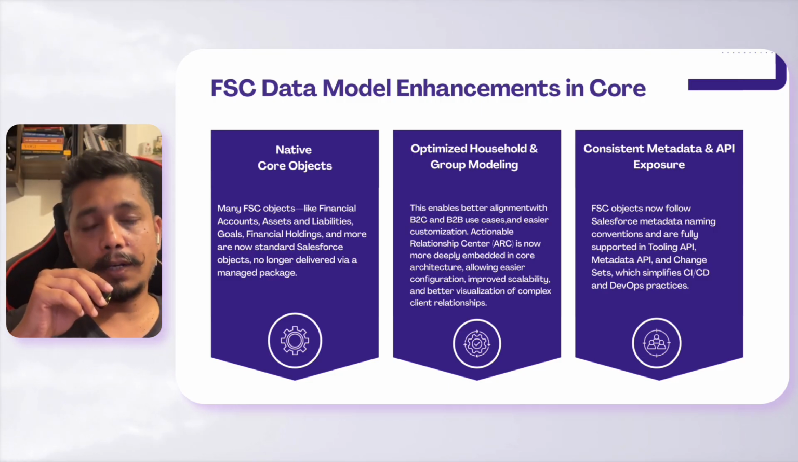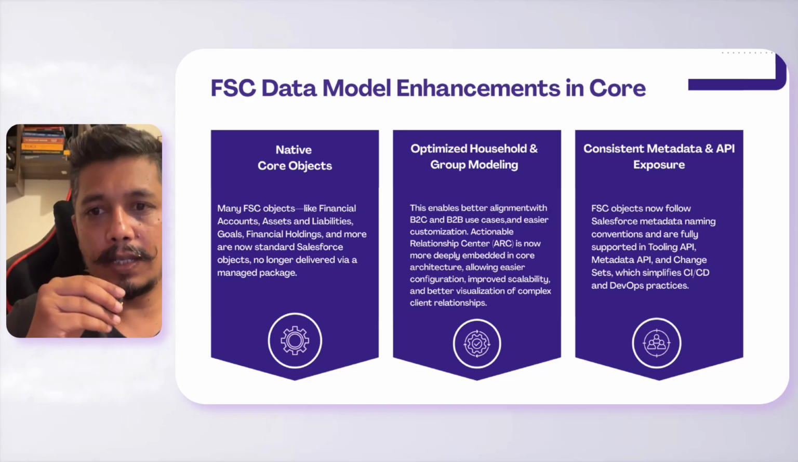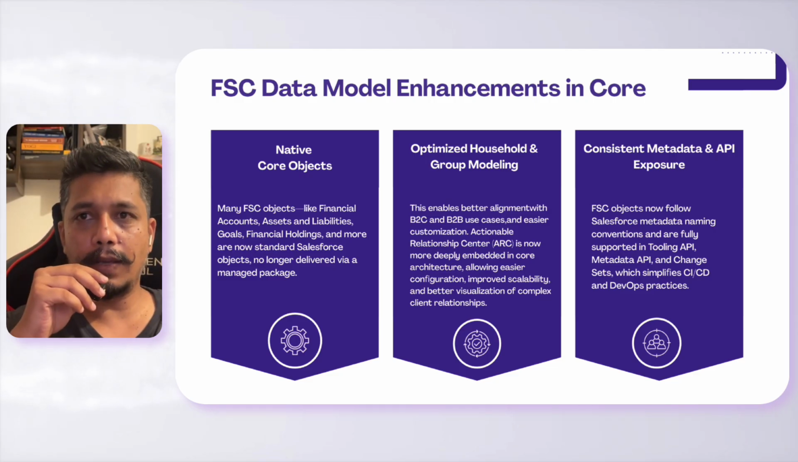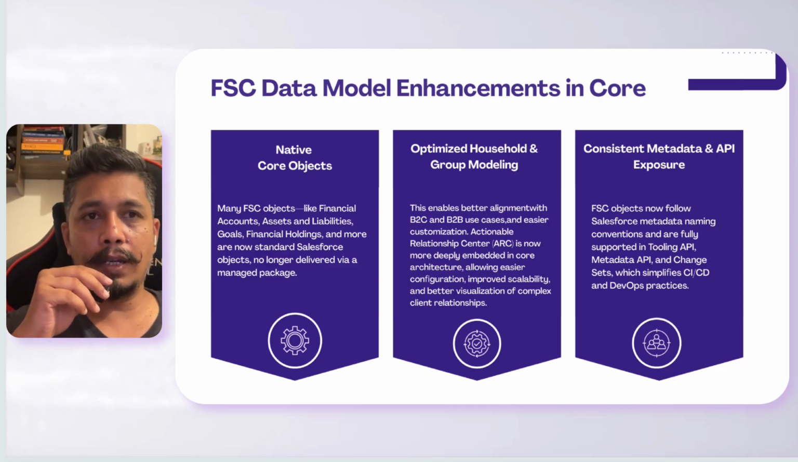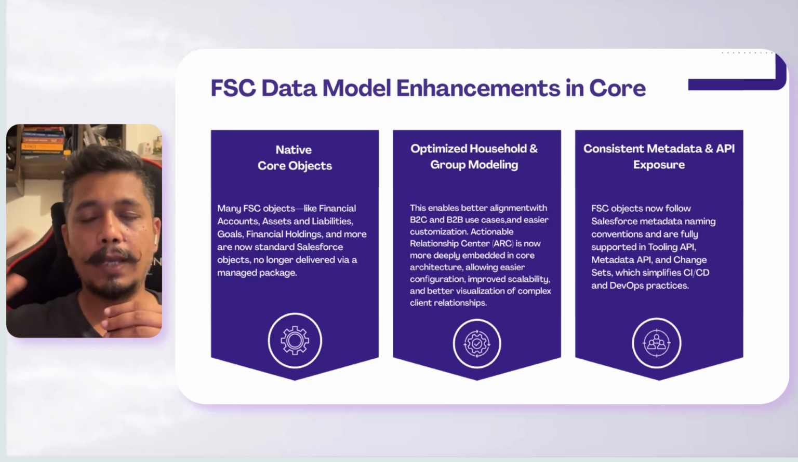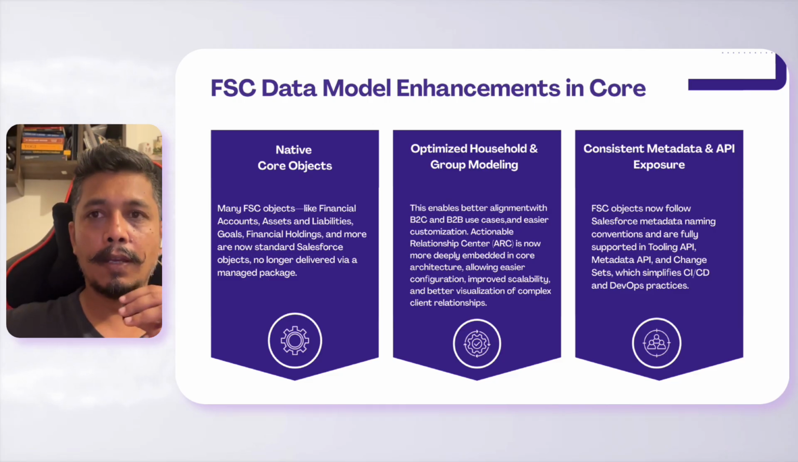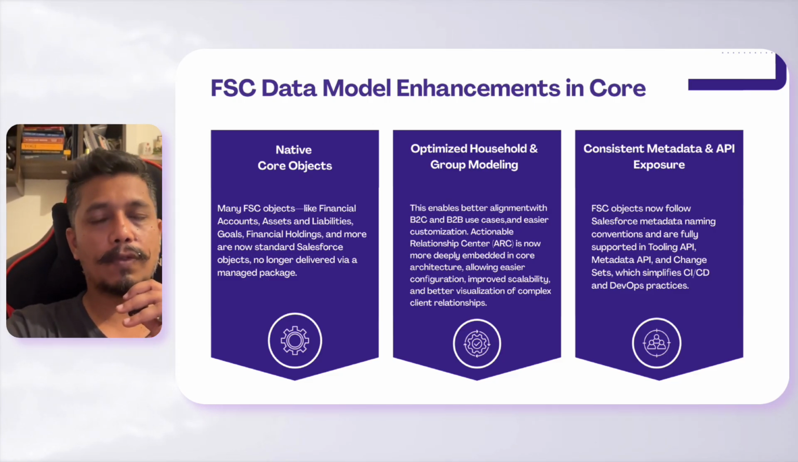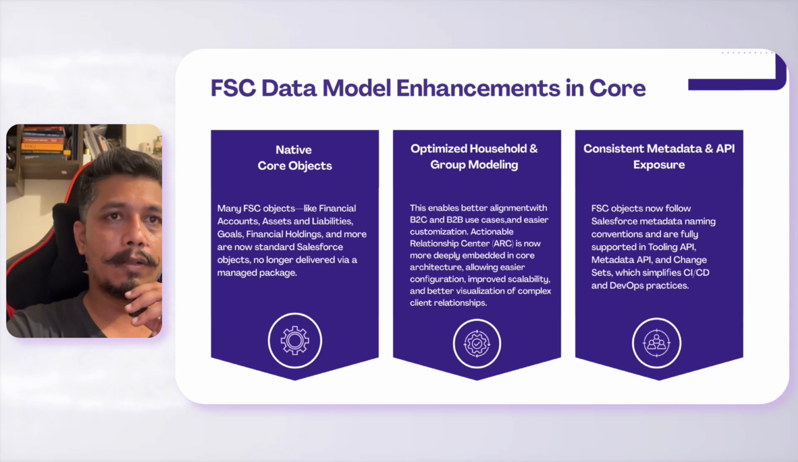And then the third part is the consistent metadata and API exposure. Just like I was mentioning, Salesforce has Headless 360, right? So now metadata can be exposed to other services, or if a bank has its own web application and wants to use the Financial Services Cloud features, they can now do so very easily, because earlier it was considered a custom object. Now everything is standard, everything comes as a platform. So these are the three main reasons why Salesforce moved from the package to the standard data model.